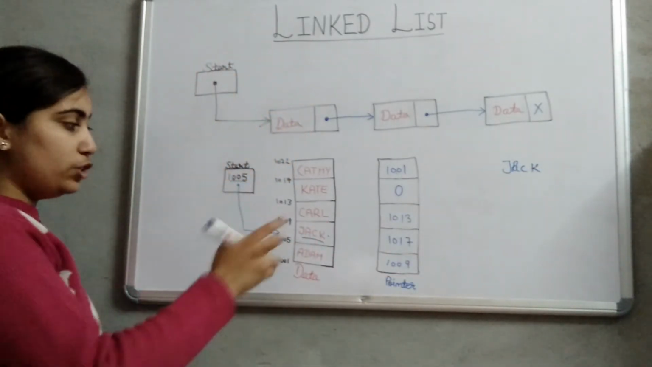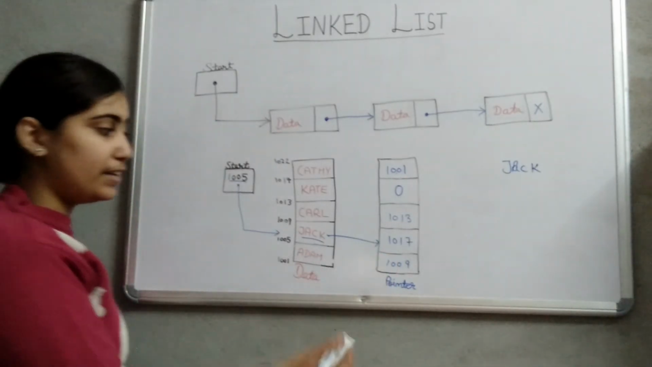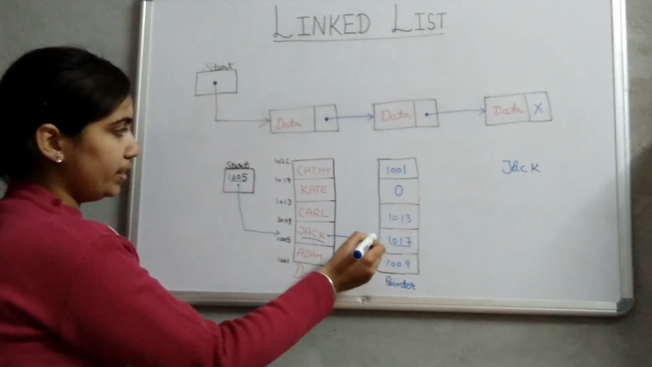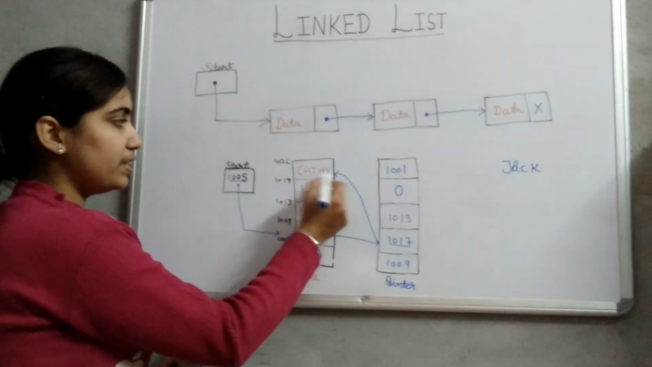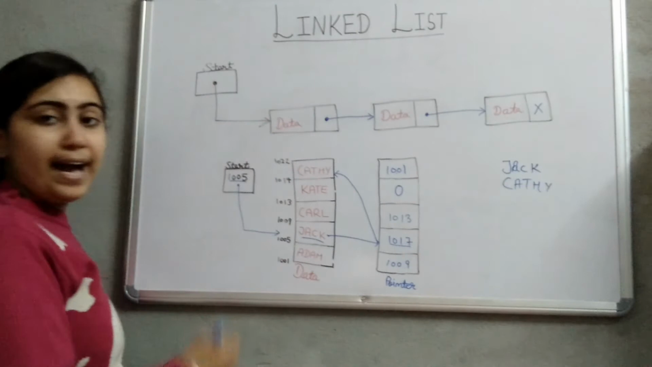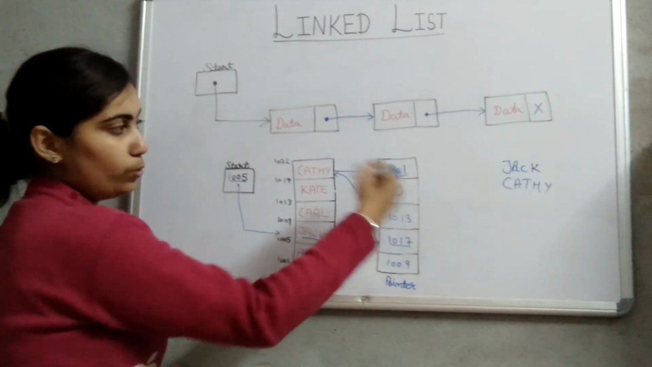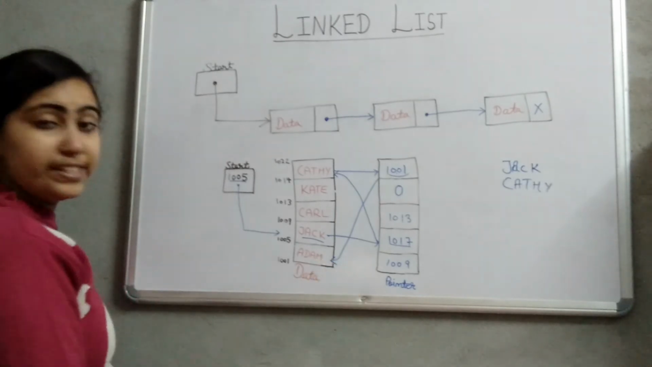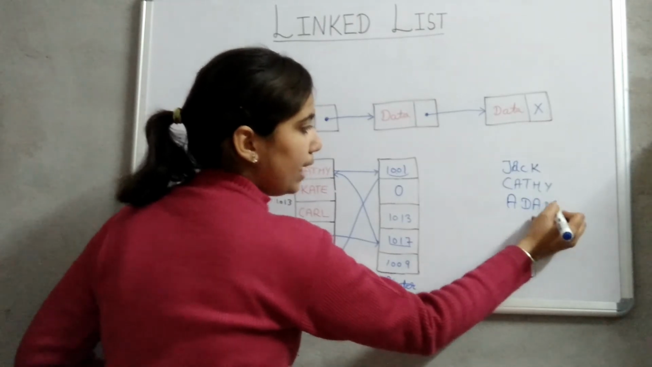Jack. Now Jack has a pointer that points towards the next address, that is 1017. If we go to the 1017th address, we see a data, that is Kathy. Now we write Kathy here. Now Kathy contains the next address, that is 1001. If we go to 1001 address, we see Adam here. Let's write Adam.